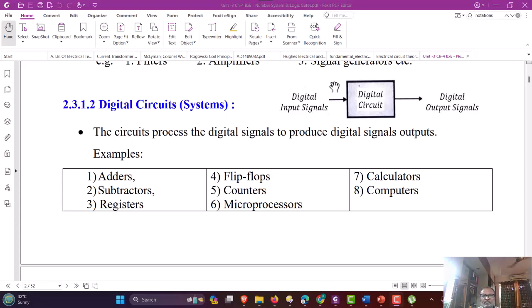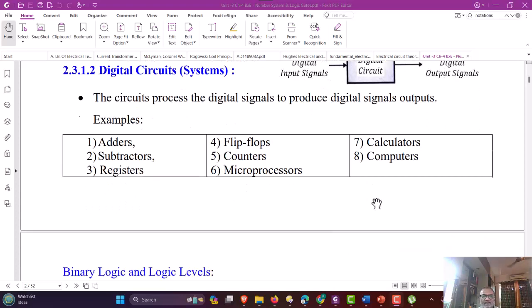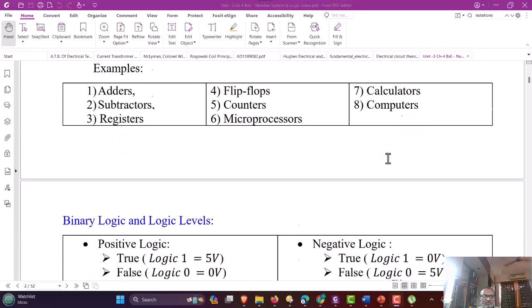See in the block diagram, this is the digital system or circuit. Inputs are digital inputs. It can be single channel or multi-channel digital inputs or multiple digital signals, and it can generate single or multiple output digital signals. The typical examples are digital adders, subtractors, the data registers, the flip-flops, the counters, microprocessors, calculators, and computers, and so on.